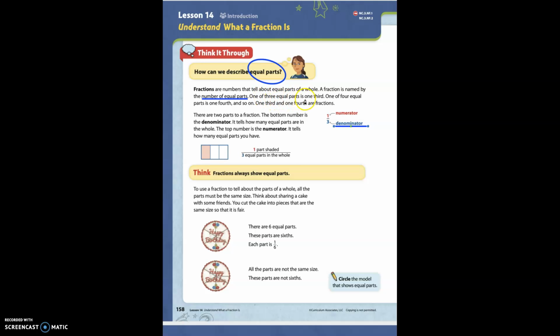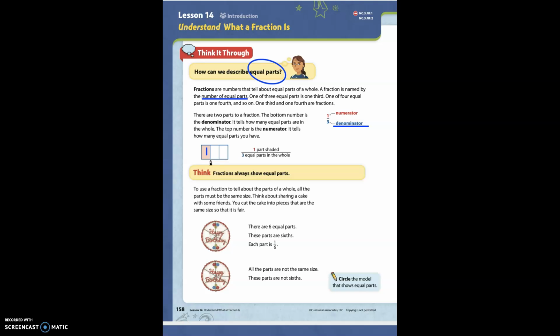1 of 3 equal parts is 1/3. When you have 1, right here, 1 out of 3, 1, 2, 3. When you have 1 out of 3 equal parts shaded, it is 1/3. So your denominator tells you how many total pieces that you have. You have 1 piece, 2 pieces, 3 pieces. Your numerator tells you how many of those pieces are shaded. So we have 1 that is shaded out of all the parts that there are, which are 3.